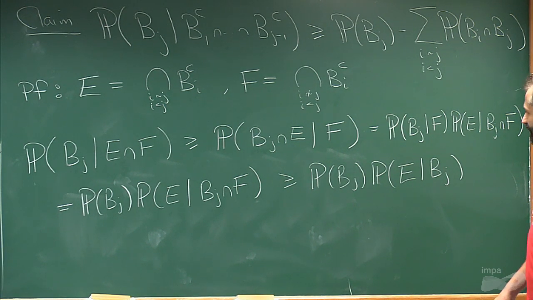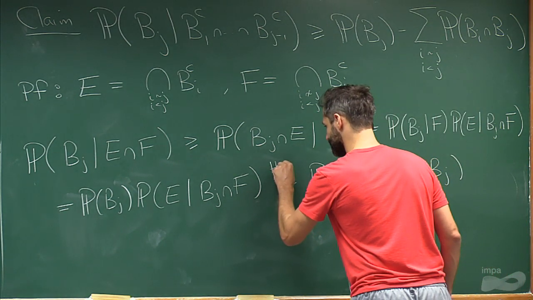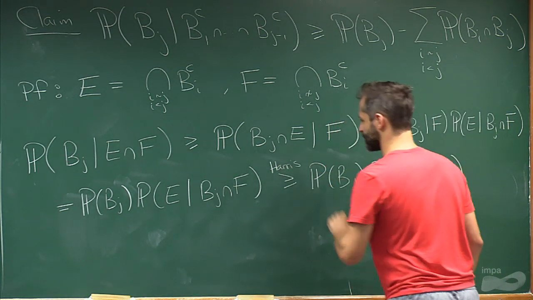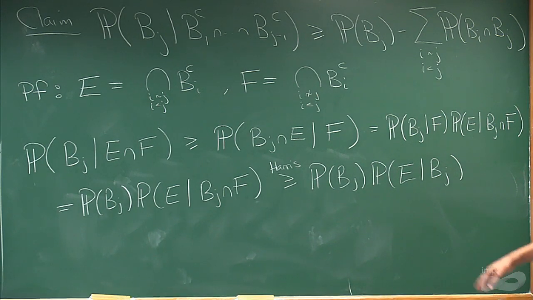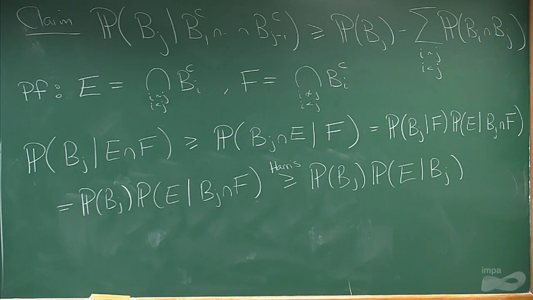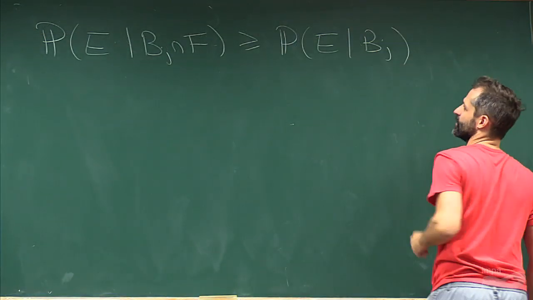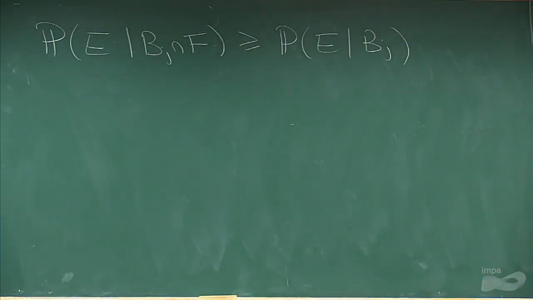Now, my claim is by Harris. So, I'll justify this here. My claim, given Bj. So why is that?